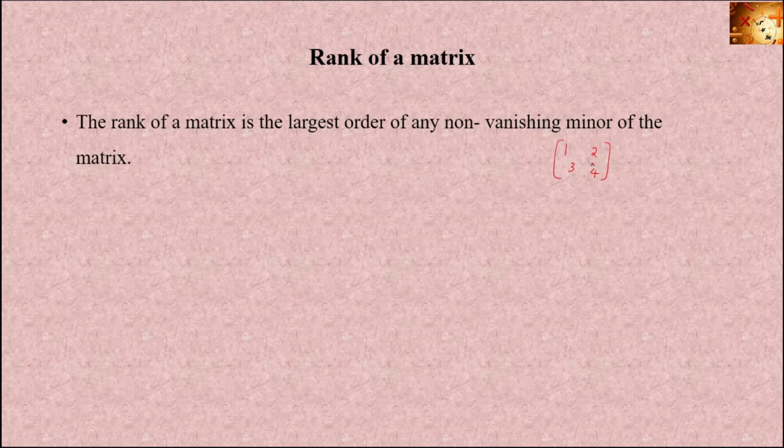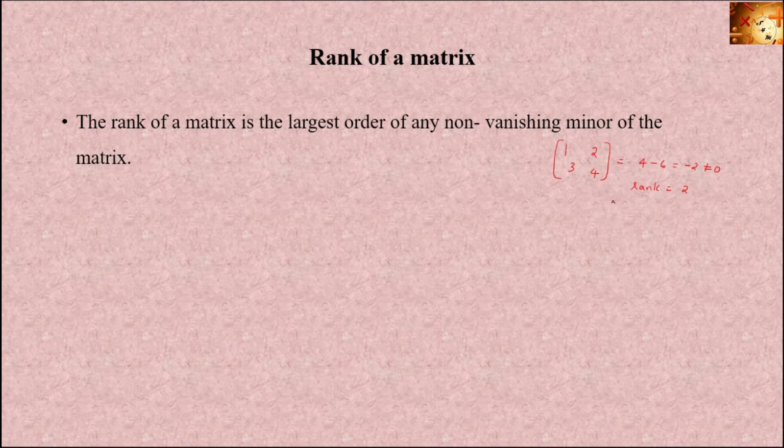First of all, find the determinant. Here the determinant is equal to 4 minus 6, that is equal to minus 2, which is not equal to 0. This is a minor with non-vanishing value because the determinant is not equal to 0. Therefore, the rank of this matrix is its order, that is 2.